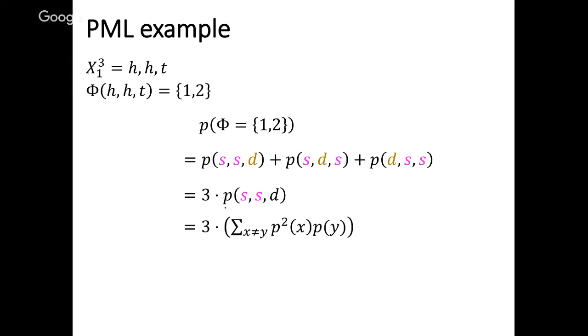And you can expand to write it as 3 times the sum over all x that are not equal to y, P of x whole square times P of y, because you need to see one symbol twice and another symbol that's not the same as the last one. And if you look at the expression inside, it's a symmetric polynomial of the probability values. It's p square x times P of y. We'll come back to this in a second.